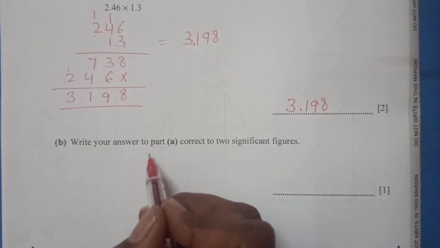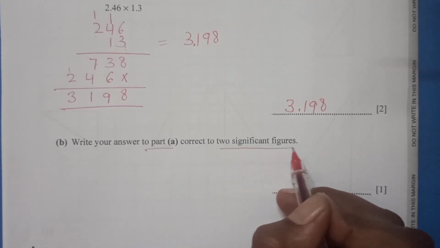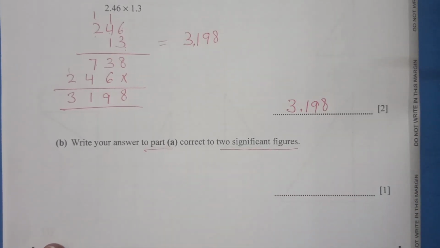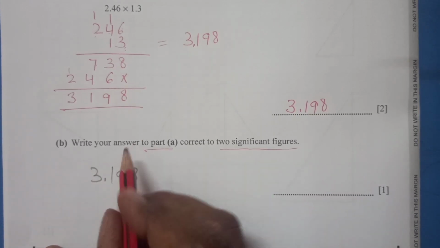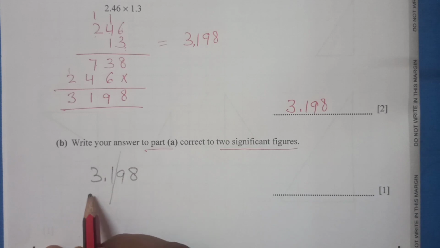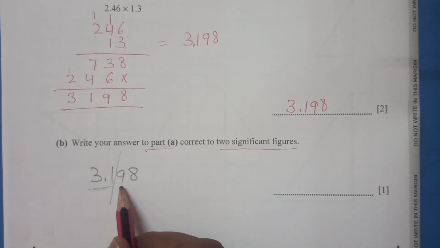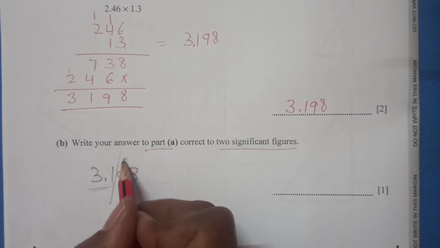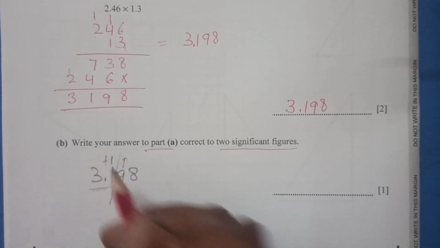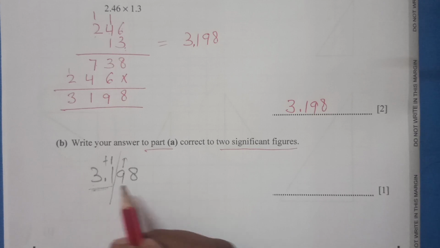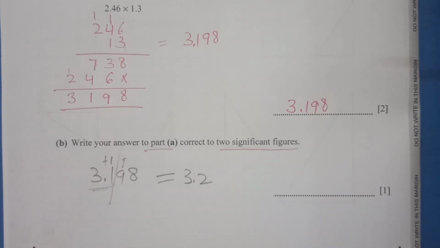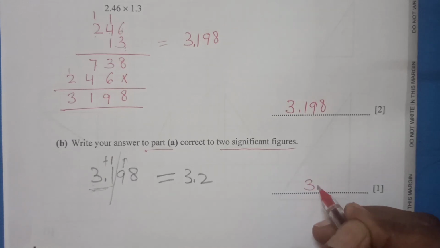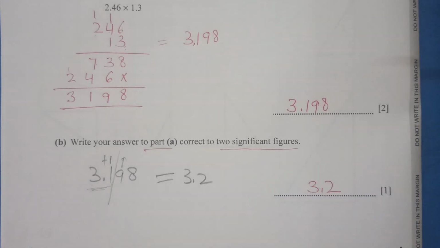Now part B. Write your answer to part A correct to 2 significant figures. So we had here 3.198. This answer we want to write down to 2 significant figures. 2 significant figures is here. Now you see this next digit is 9. 9 is more than 5, so we are rounding up. We have to add 1 here, so it will become 3.2. So 2 significant figures, it will become 3.2. That's what goes here in the answer column.